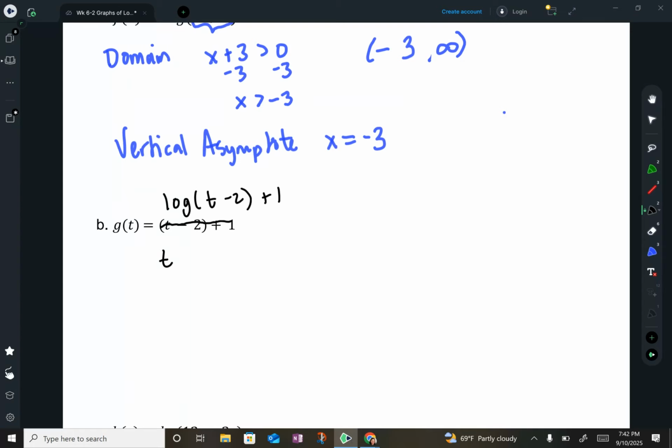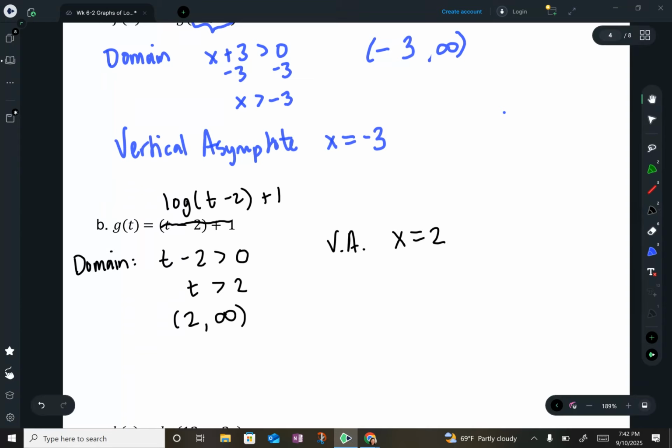So we need t minus 2 to be greater than 0 for our domain. And that will happen when t is greater than 2. So the domain is from 2 up to infinity. And our vertical asymptote is going to be when x equals 2.